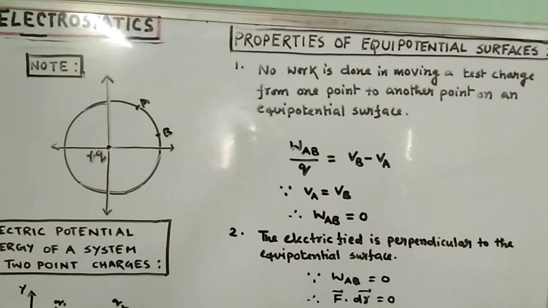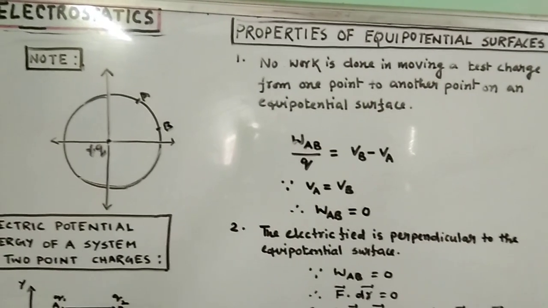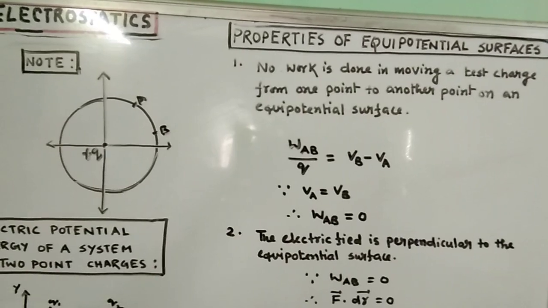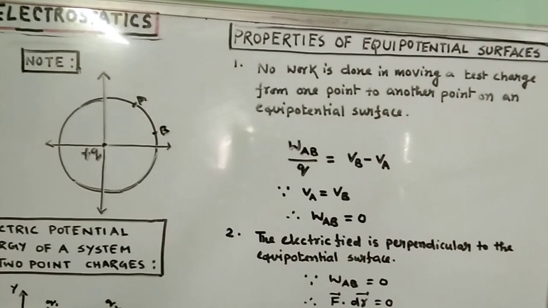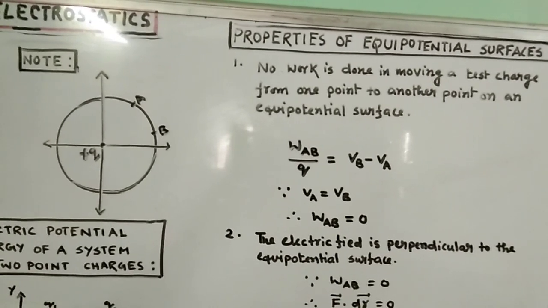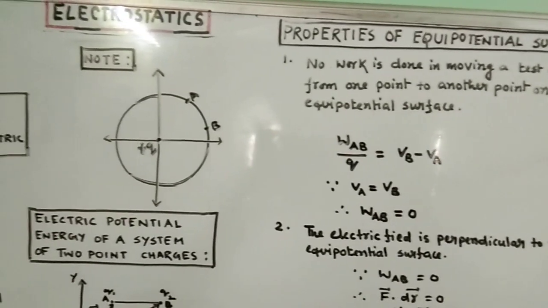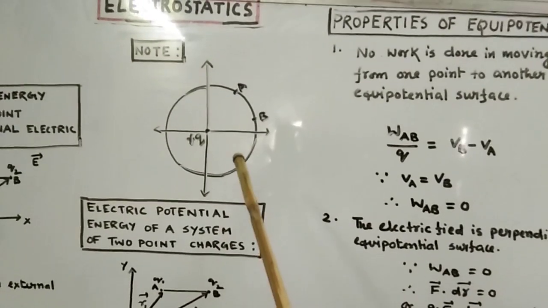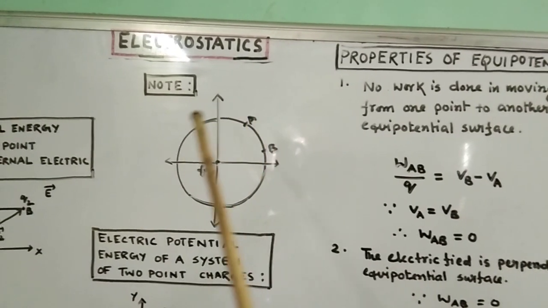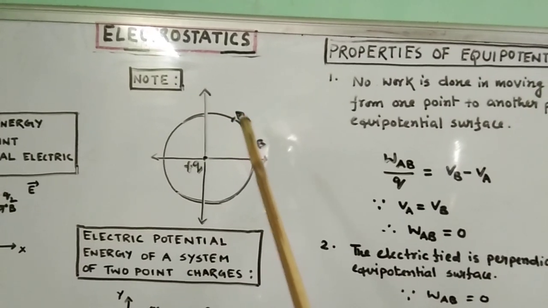Now, how can the potential be the same on a surface? On what parameter does it depend? Already we have defined the expression for the potential, that is V equal to KQ by R. So K is a constant and Q is the charge, and if R is the same throughout the surface, then definitely the potential remains the same. Already we have defined the nature of the equipotential surface in the previous class. If the charge is a point charge, then the equipotential surface is spherical.